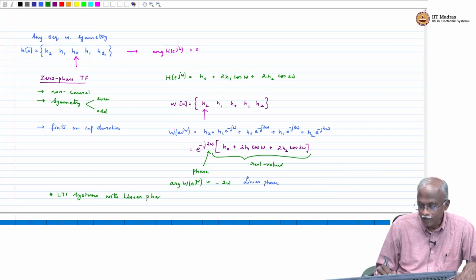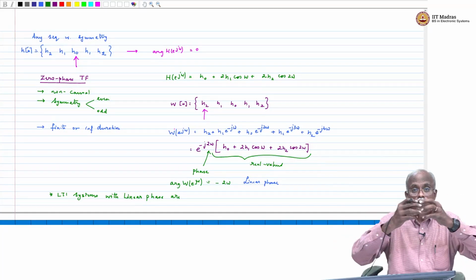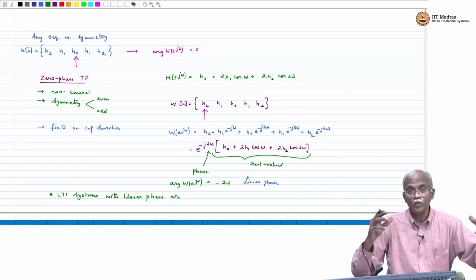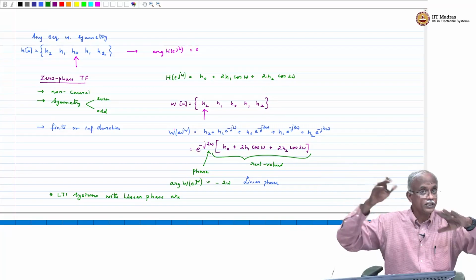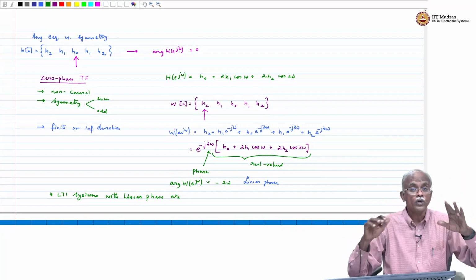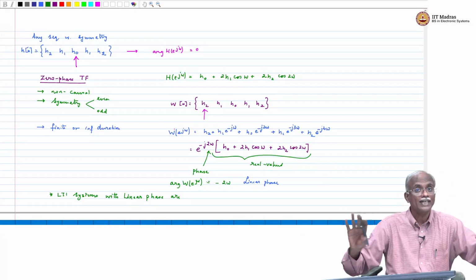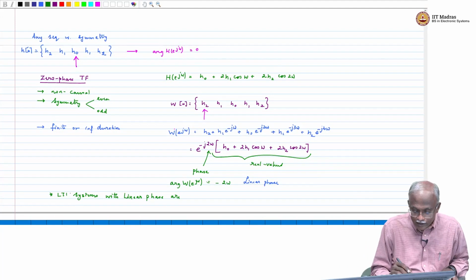LTI systems with linear phase are realizable, and you will still preserve a good relationship between the input and output phase. There is a linear variation. It is not zero variation, but it is a linear variation, and therefore from a group delay point of view, you will see constant group delay. There will not be any impact. So LTI systems with linear phase are realizable.